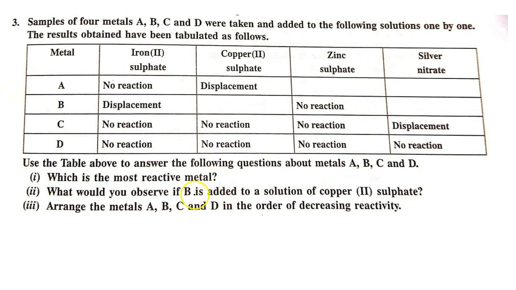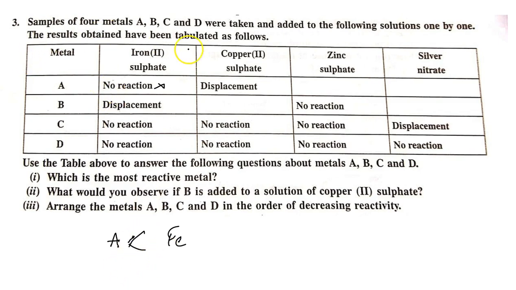Then you have to observe what happens if you add B to copper sulfate solution and all of that. Guys, before that, let us understand how to analyze the data given in the table. So you're adding A to iron sulfate. There is no reaction, which in turn means that I'm trying to compare the reactivity of A and iron, because A is not displacing iron. It means that A is less reactive.